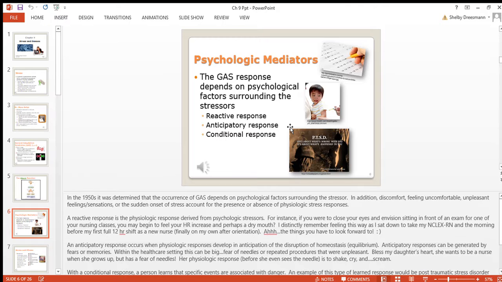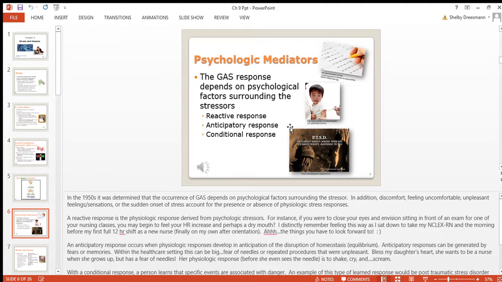It was determined in the 1950s. The GAS depends on physiologic, I'm just going to call it, I'm calling it physiological. It's psychological. Sorry guys. Psychological factors surrounding the stressor: discomfort, feeling uncomfortable, unpleasant, feeling sensations or sudden onset of stress, and the presence or absence of stress responses may occur.